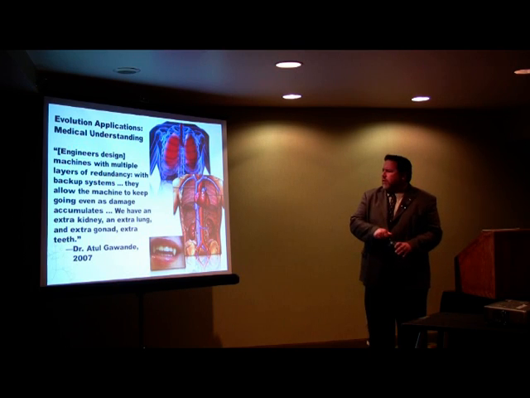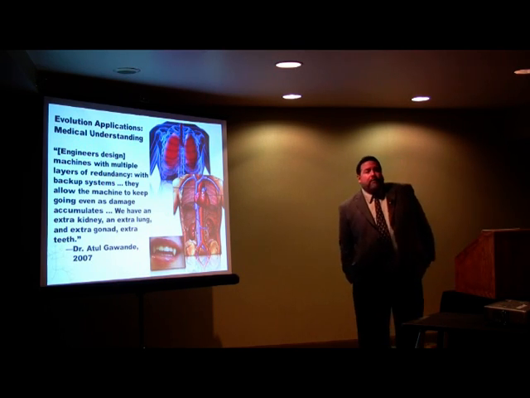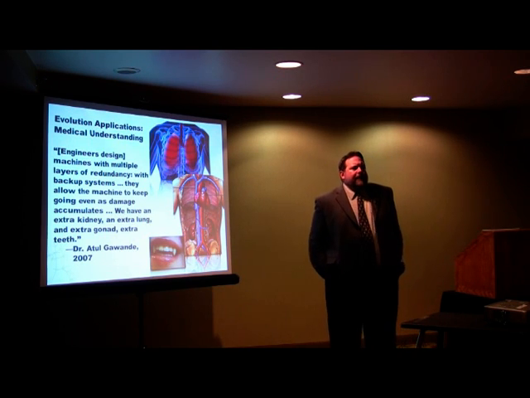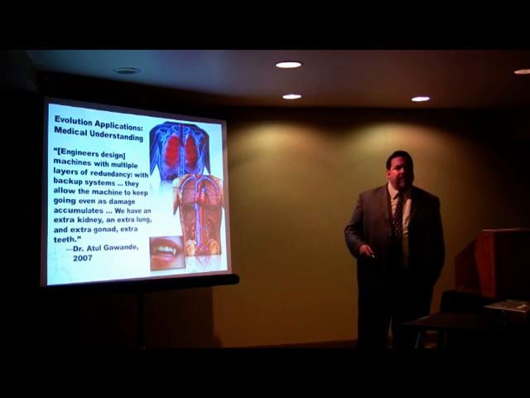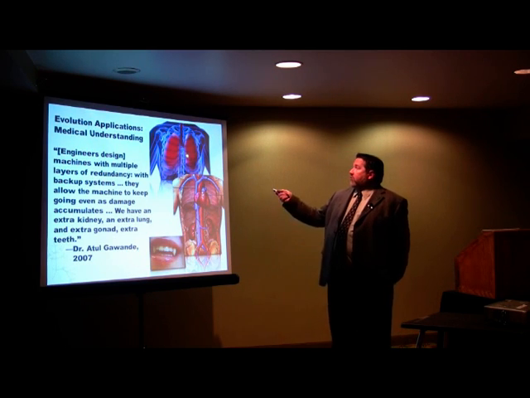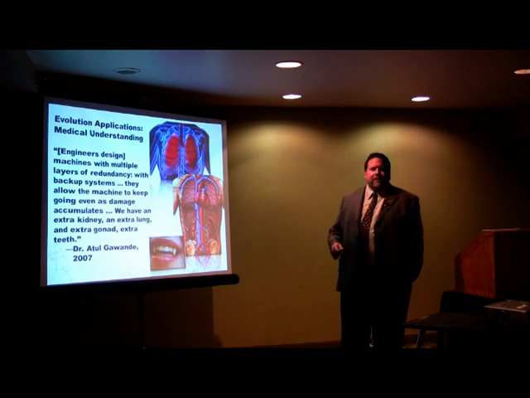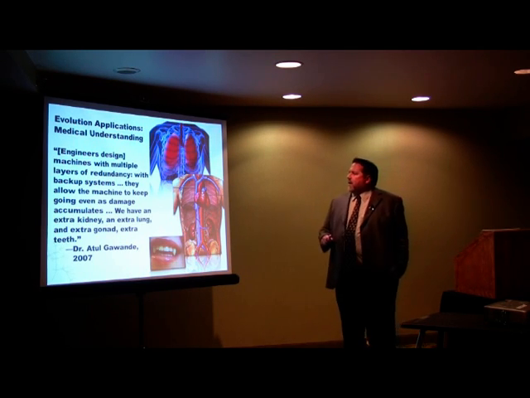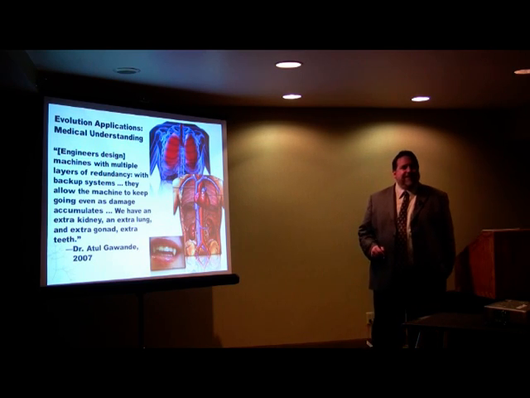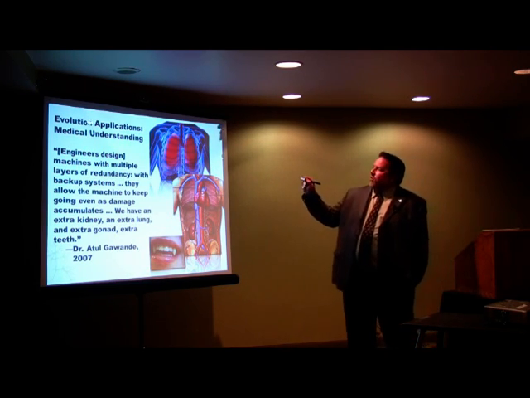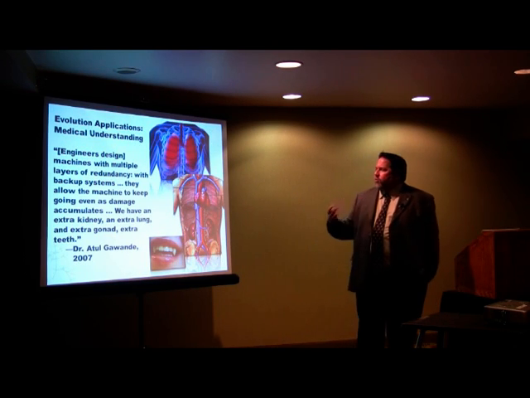I'd like to read you a brief quote from the great Dr. Atul Gawande. Now, I have a lot of respect for Atul Gawande. He's a great writer, but in 2007, in The New Yorker, he wrote this. He said, "Engineers design machines with multiple layers of redundancy, with backup systems. They allow the machine to keep going even as damage accumulates. We have an extra kidney, an extra lung, extra gonad, and even extra teeth." I didn't show the extra gonad, but he's looking at this, he's saying, okay, we got 2 lungs, you got a spare. You got 2 kidneys, you got a spare. You got extra teeth. Wait, how'd that get in there? Oh, those vampire books, they're everywhere. So this understanding, or misunderstanding, really sort of gets something wrong here.